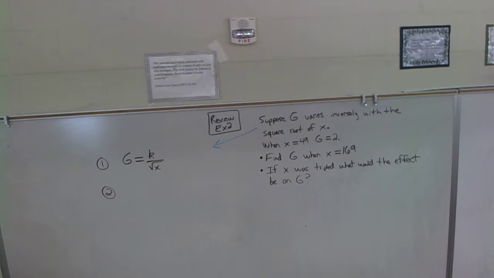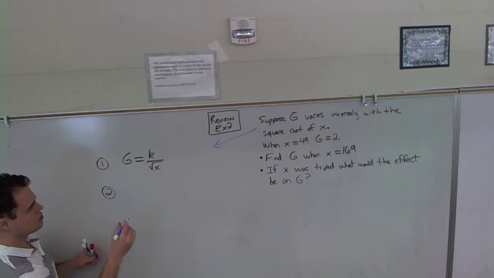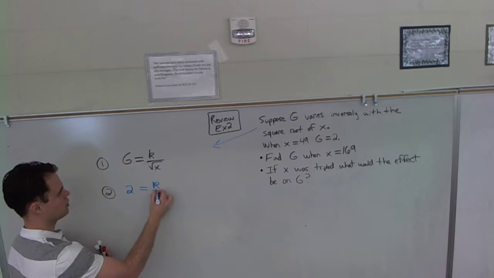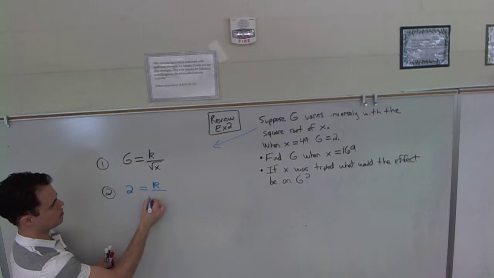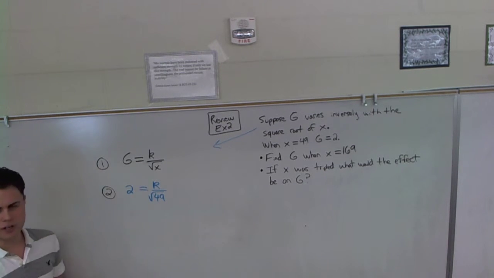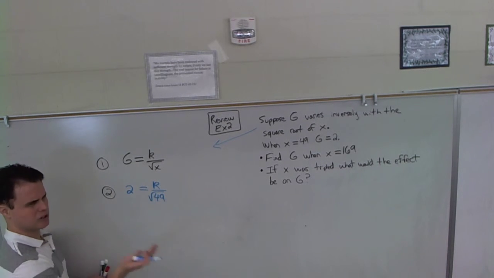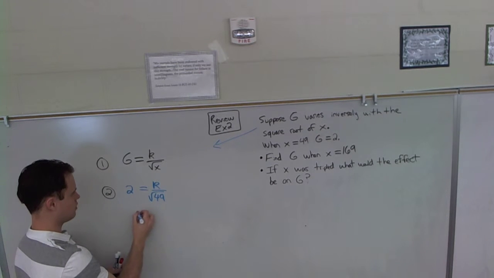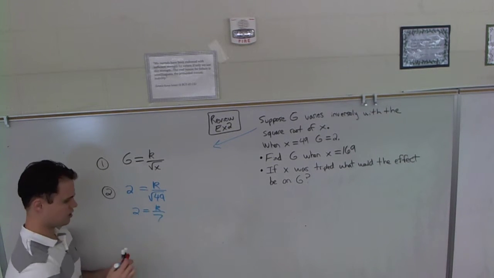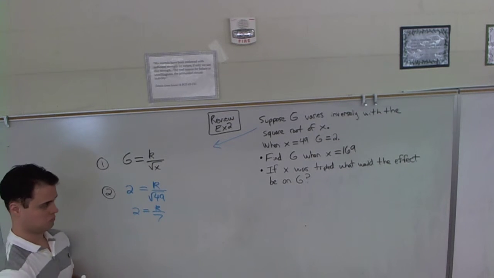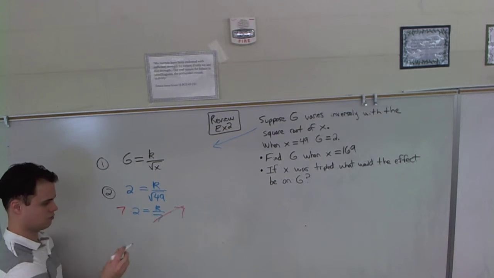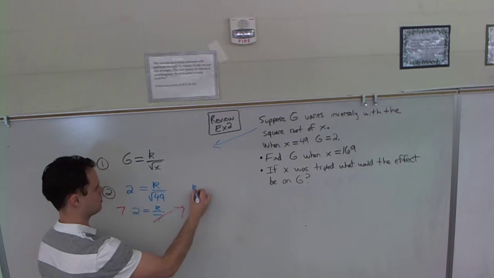Step 2 was they measured that relationship in a special set of circumstances. What are the measurements they came up with? They said G was 2 when x was 49. That will let us find that special constant of variation. So what is the square root of 49? 7. So I'm going to say 2 is K over 7. How do I get K in that? So what is K?